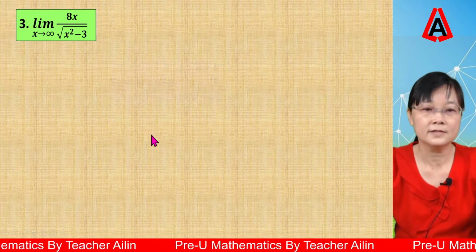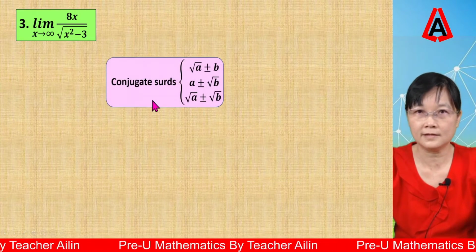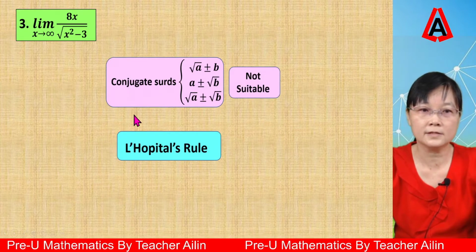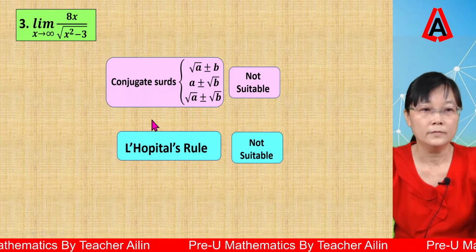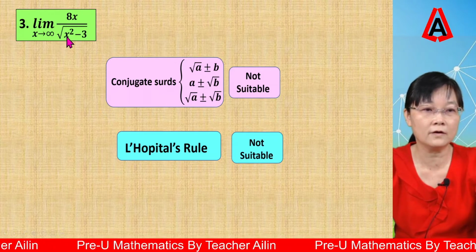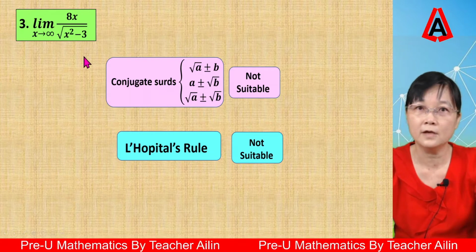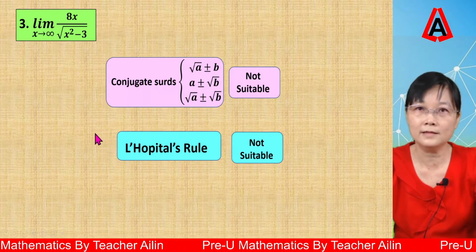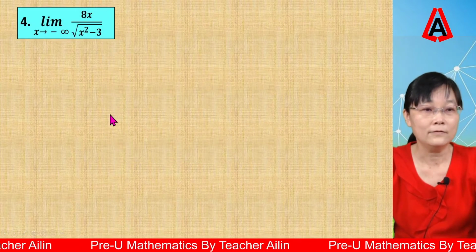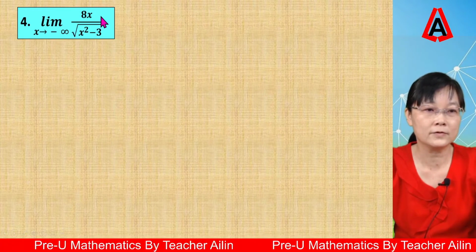Now for this question, actually the conjugate method is not suitable. And same thing, L'Hopital's rule is not suitable too, because the process of differentiation involving the square root of x power 2 minus 3 will create an endless process of differentiation. Now we go to the next question.